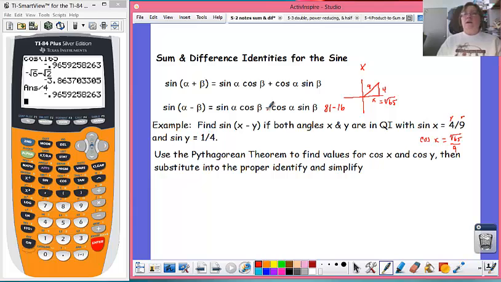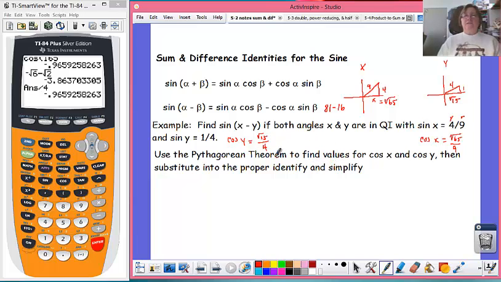Our other angle, y, we have its sine given as well, and the sine of that angle is 1/4. So that means that we're up 1 and a radius of 4. We can do that in our head. 4 squared, 16, minus 1. This is the square root of 15. And so the cosine of angle y will be the square root of 15 over its radius 4.